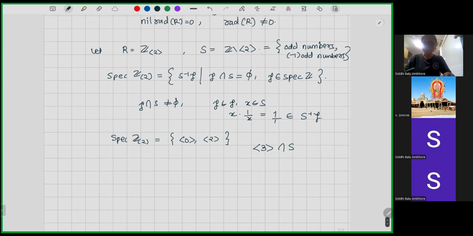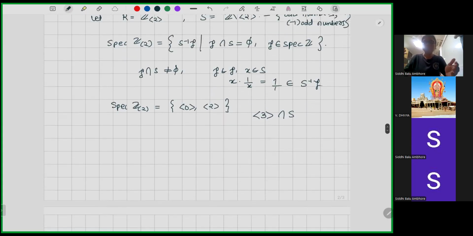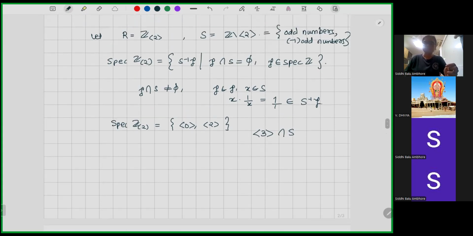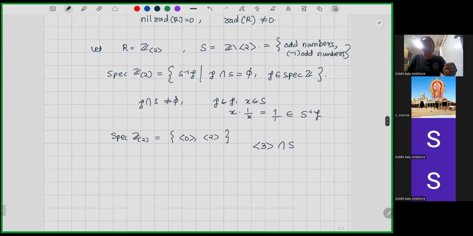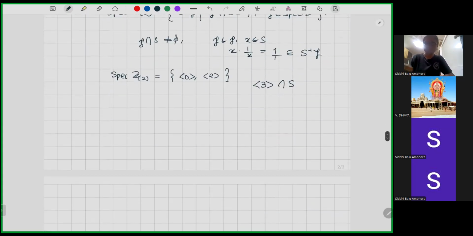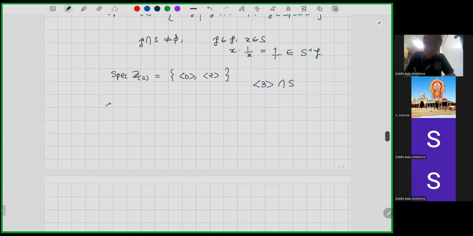And 0 is a prime ideal here, because we are localizing Z. Z is an integral domain, so 0 is anyway prime there, and it is not an odd number, so it's not in S. But for maximal spec, we know it is only this ideal 2. So therefore, the nil radical of this Z2 is the 0 ideal, or just the 0 element.